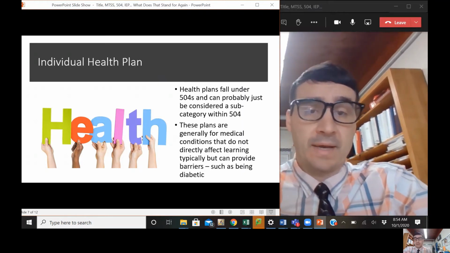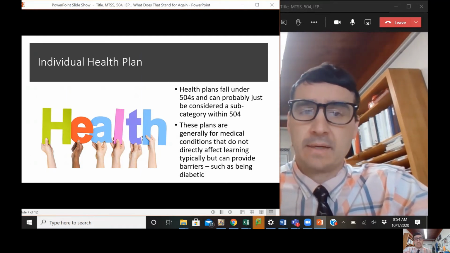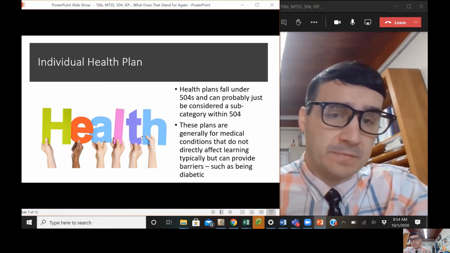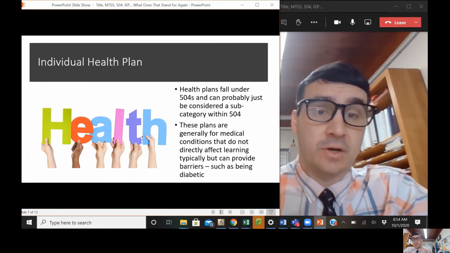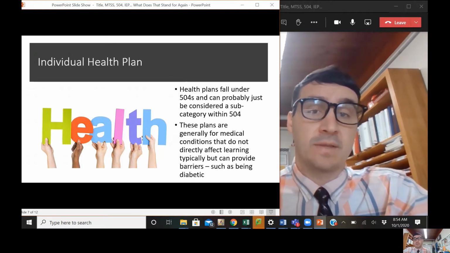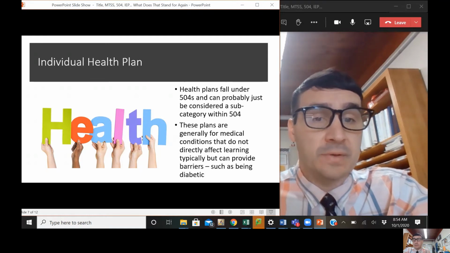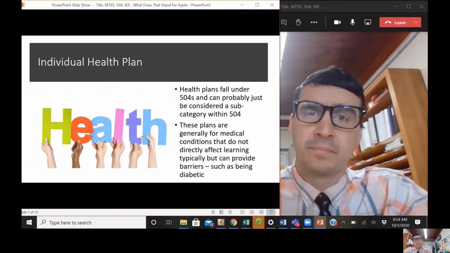So what makes a health plan a little different than a 504 is that it's more of a safety plan. For example, if you have a student that suffers from seizures, you might need a plan in place for what happens when they do suffer from a seizure. You know, where do you keep the medicine? Who is trained to deliver it? That sort of thing. It might not have that much to do with education. It has more to do with, you know, how are you going to manage their health?